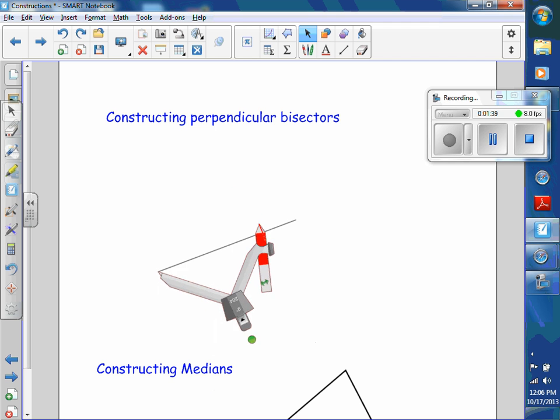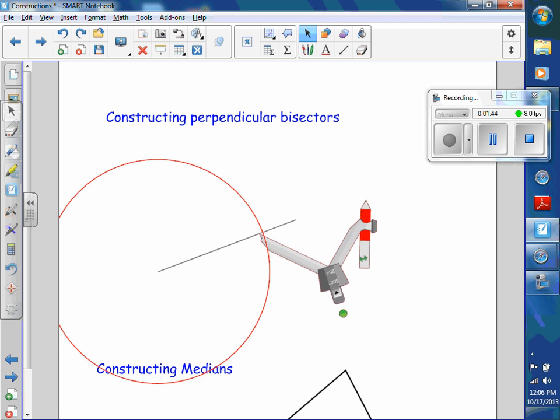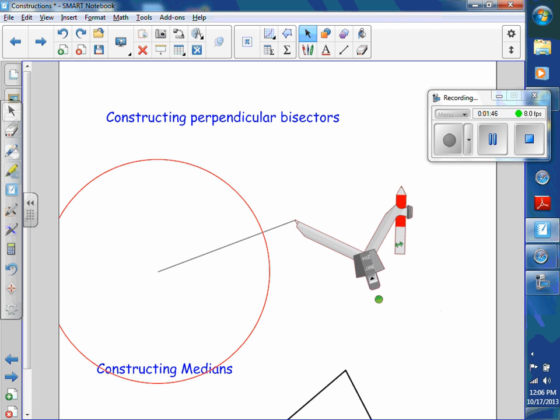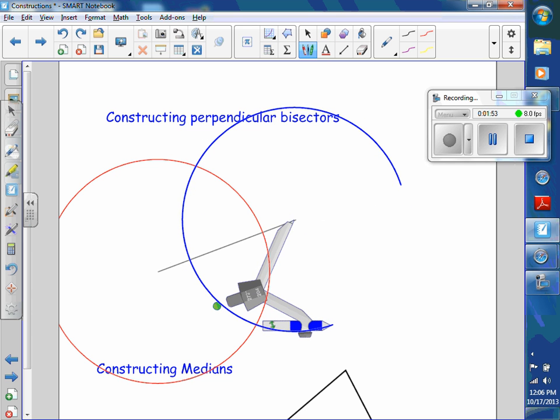So you're going to do a circle like that. And yeah, like a Venn diagram. Then you use the same setting and you do the same thing. Now you really don't probably need those circles, but that's basically what you're doing: you're doing parts of two circles.